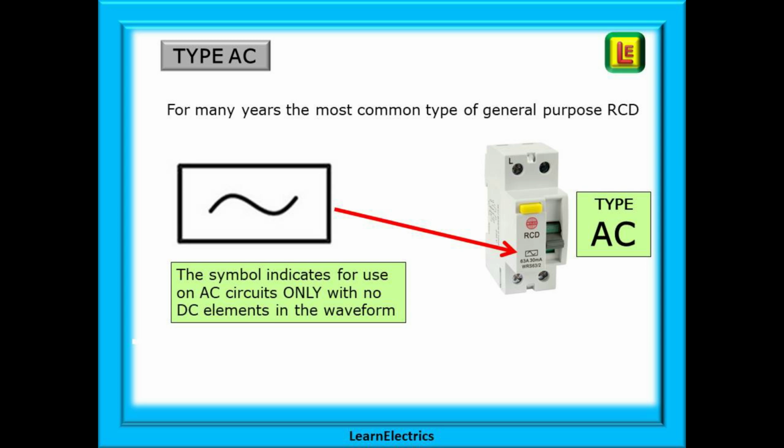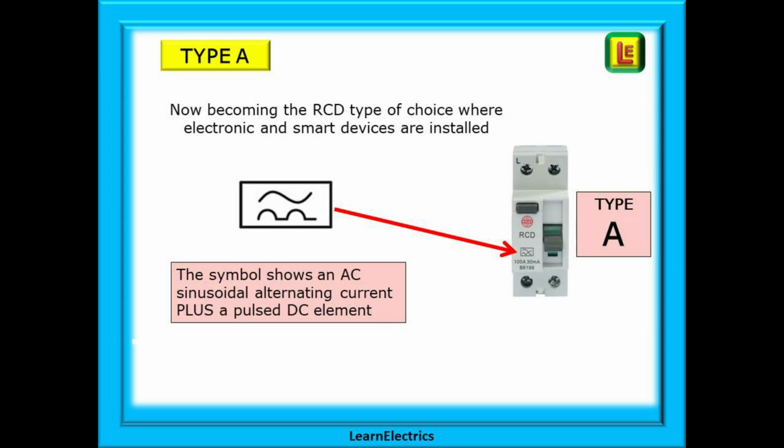But technology moves on, and now we have many smart devices and lots of appliances with inbuilt electronics that are connected to the circuit. These DC elements and pulses can make the older Type AC RCDs less effective. And these are now being superseded with Type A RCDs. The symbol on the front shows an alternating current sine wave and a pulsed DC waveform. The Type A RCD should now be the first choice device.